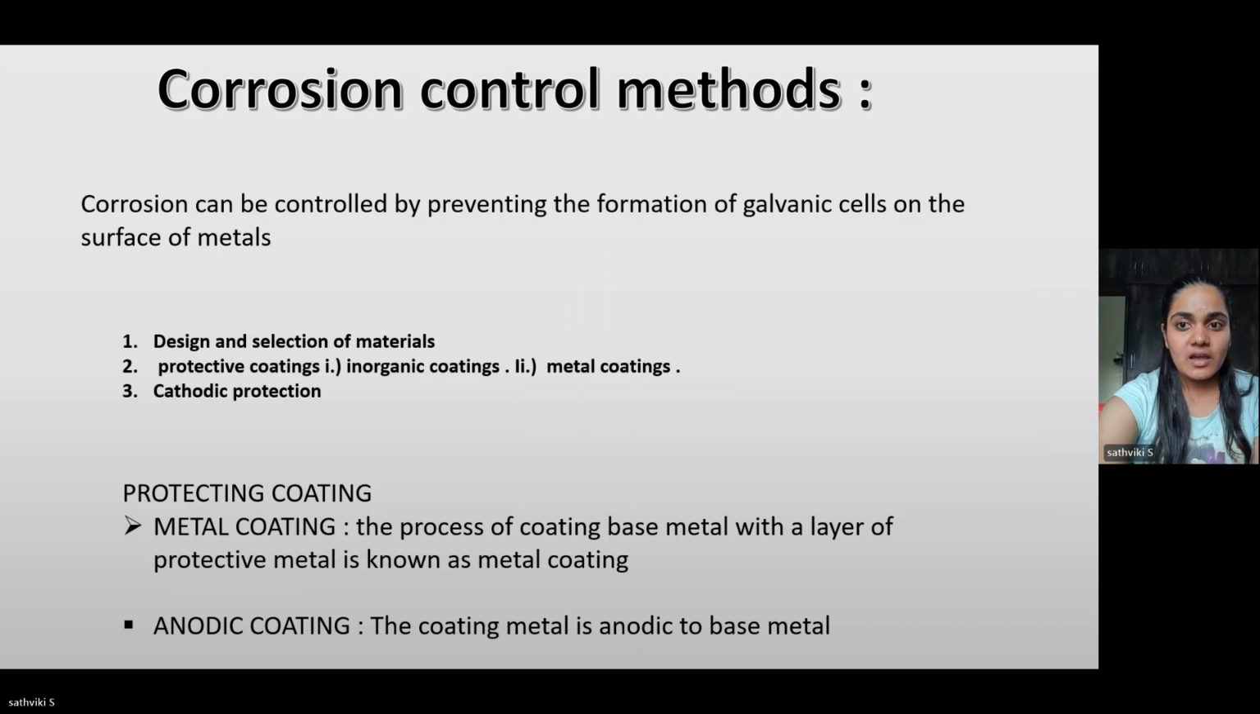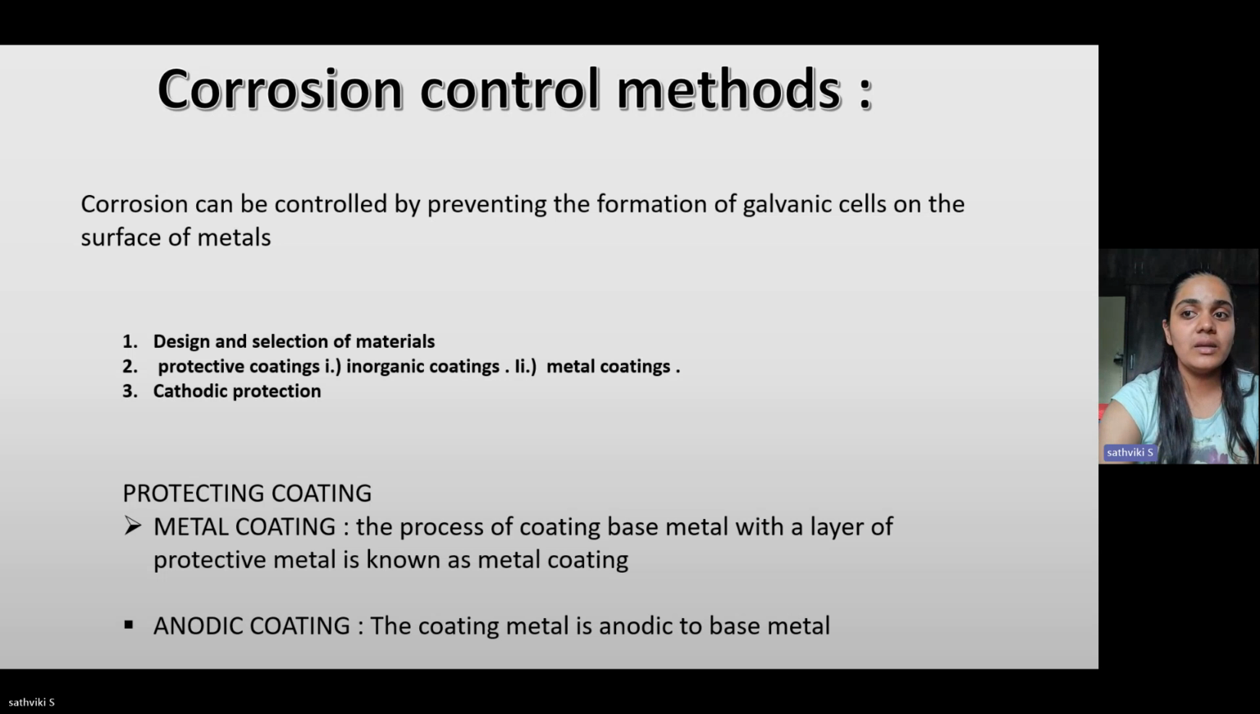Control methods. Corrosion can be controlled by preventing the formation of galvanic cells on the surface of metals. Methods include design and selection of material, protective coating, metal coating, inorganic coatings, and cathodic protection. Metal coating is the process in which the base material is coated with a layer of protective metal. Anodic coating.